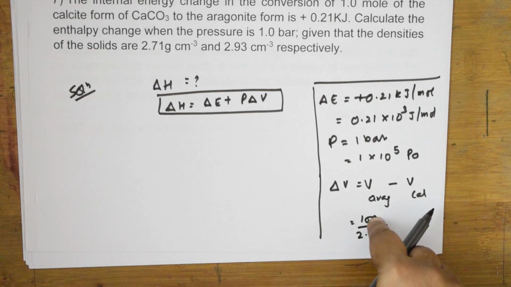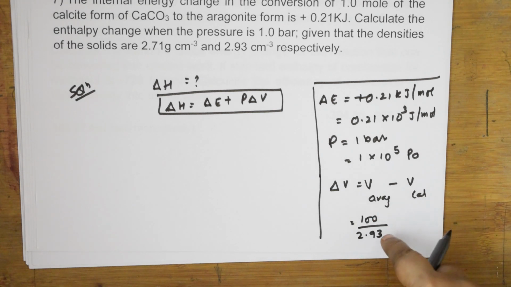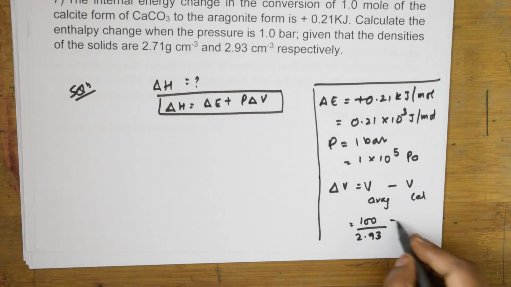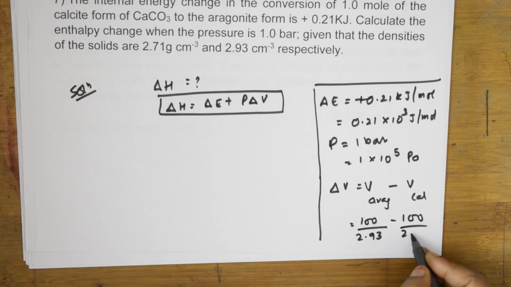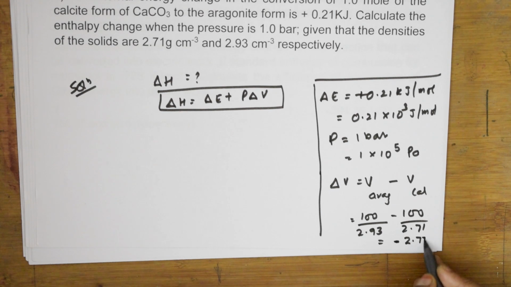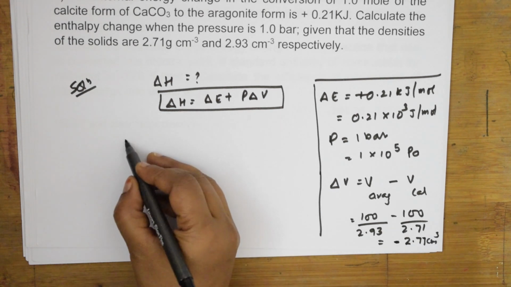Density is equal to mass by volume, so volume is equal to mass by density. Mass of calcium carbonate is 100 grams, minus 100 by 2.7. So when I solve this, I get an answer of minus 2.77 centimeter cube. So now substitute in this formula for delta H.